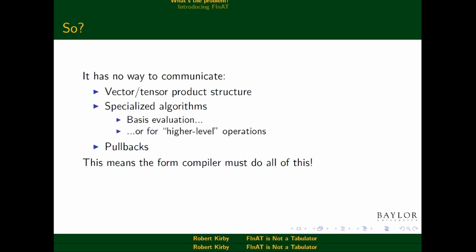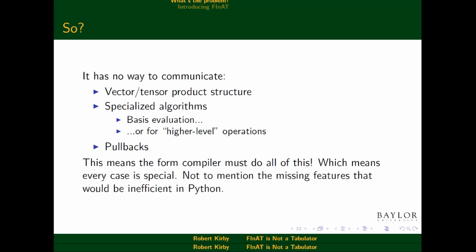So, as I've said, we don't know how to do, say, spectral elements in FIAT. It has no abstraction for that. If you have a fast way of building a polynomial or computing moments, like for fast matrix vector products, we can't do those. We can't do pullbacks. So that means that everything you need to do that's outside of evaluating the basis functions becomes the form compiler's job. And so if you want to add something, it has to be added in at the level of the form compiler. So every case is special in that sense.